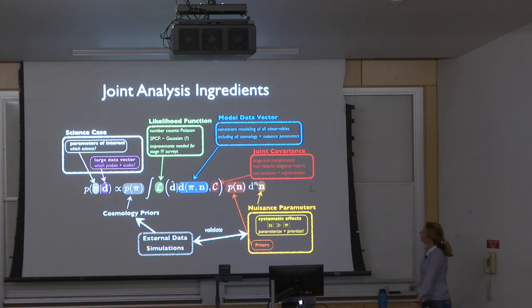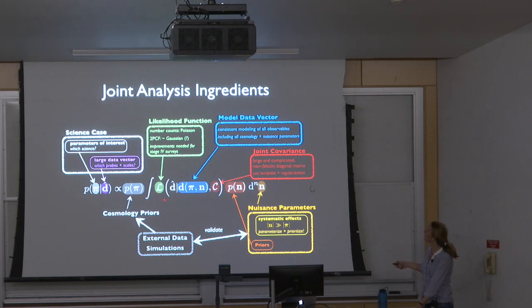So our joint analysis starts by defining a science case. That means we have to define our parameters of interest. What dark energy model or dark matter model or whatever do we want to constrain? Then, of course, we have to ask ourselves, for which measurements and on which scales can we model this? That determines here our data vector, d hat. Then we will probably impose a prior from previous experiments on some of these parameters. And then it gets really interesting.